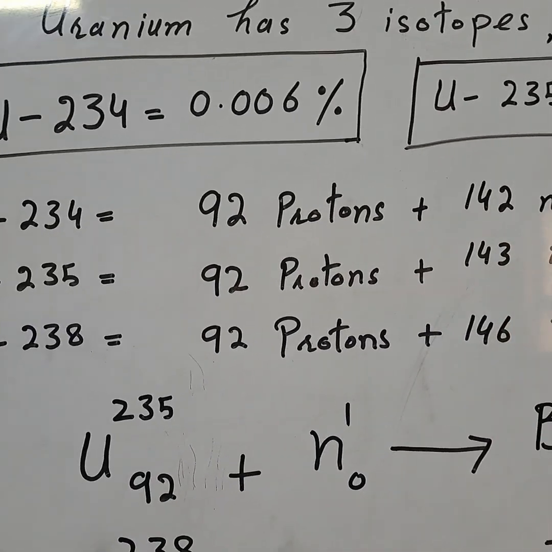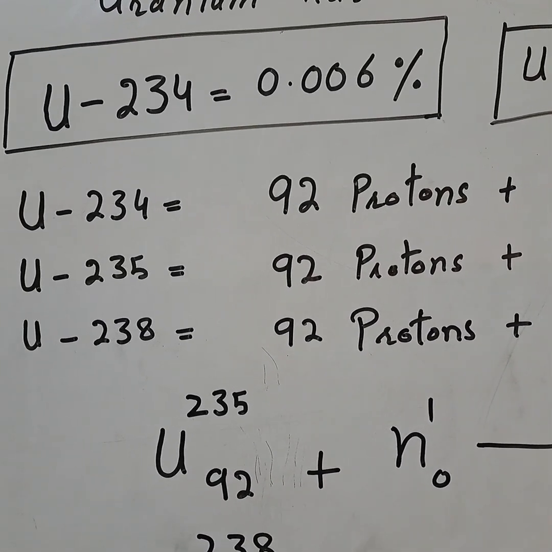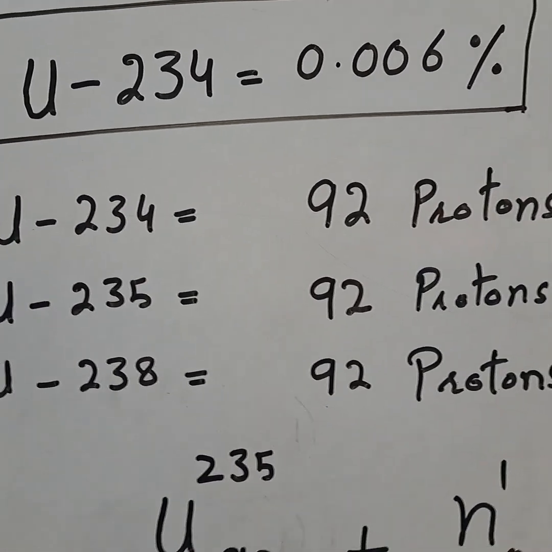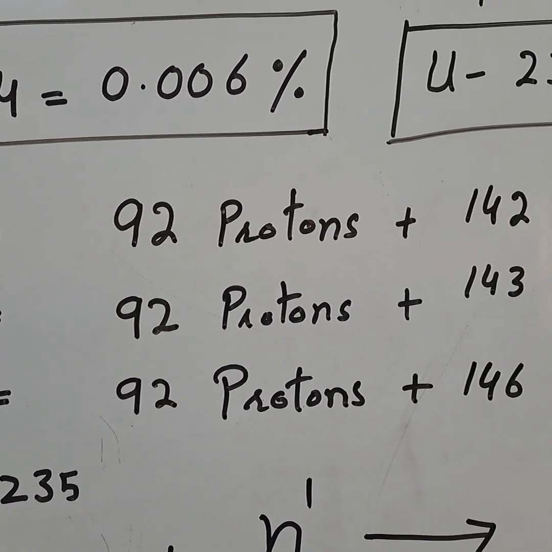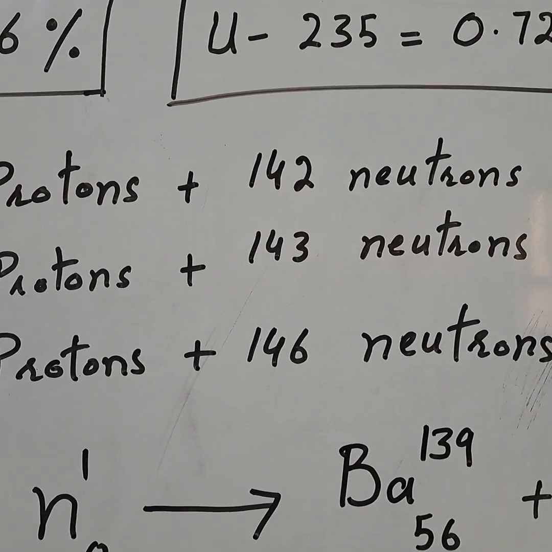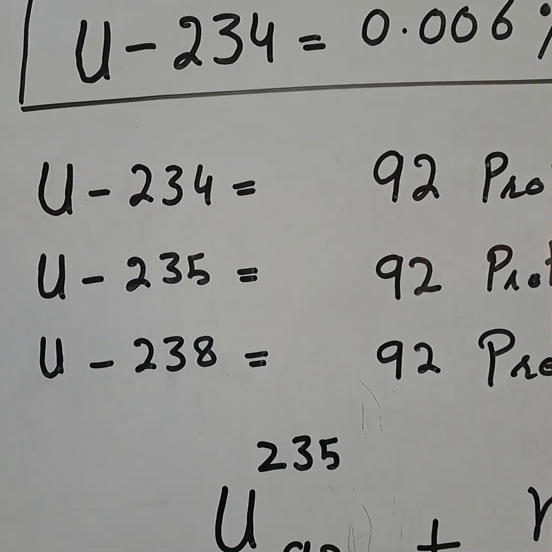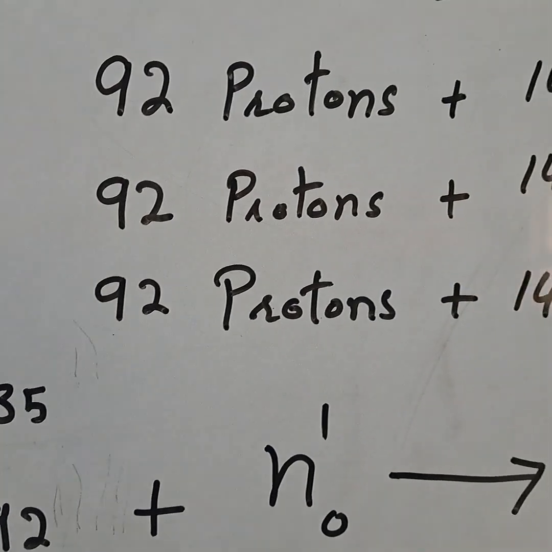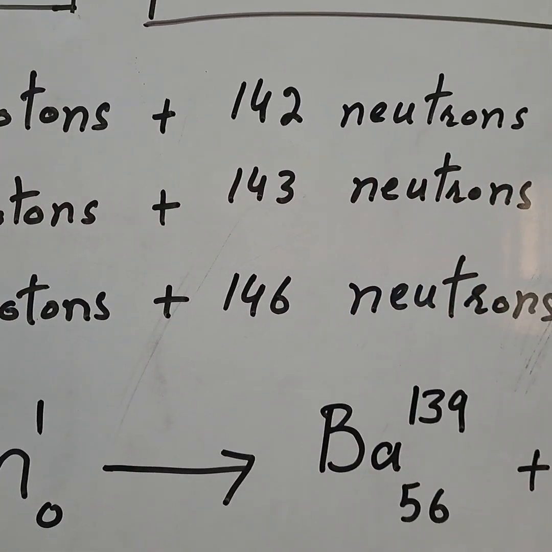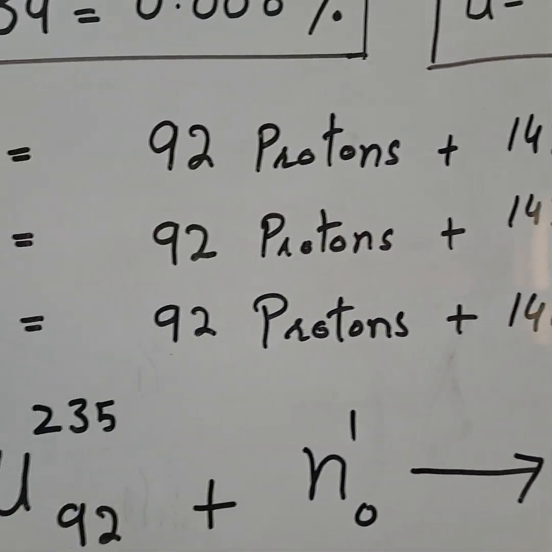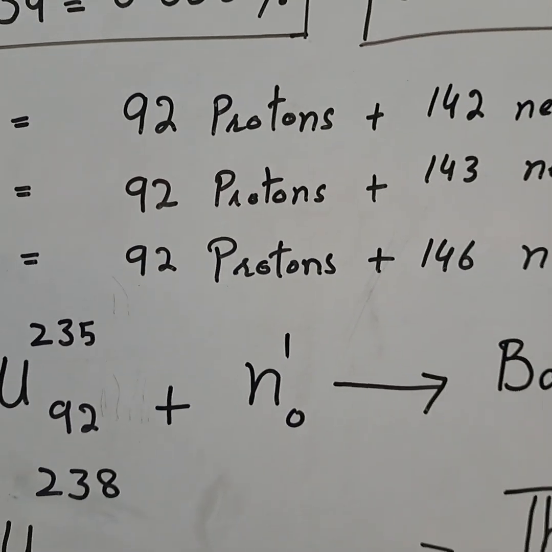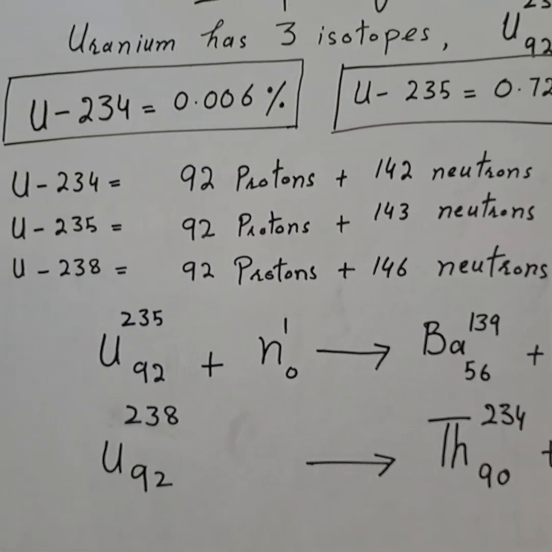So if we see the uranium isotopes, uranium 234 has 92 protons and 142 neutrons. Uranium 235 has 92 protons and 143 neutrons. Uranium 238 has 92 protons and 146 neutrons.